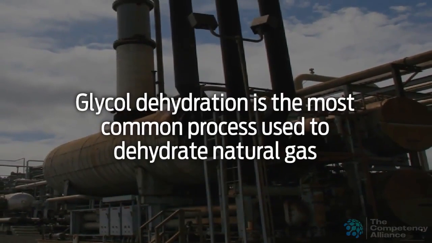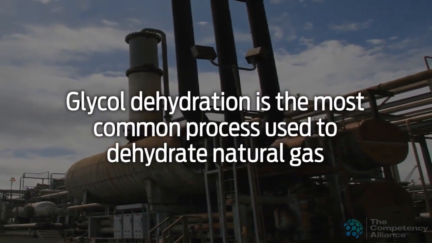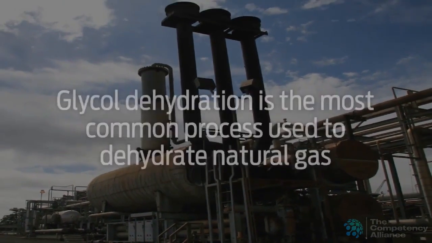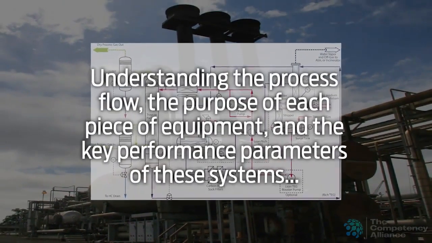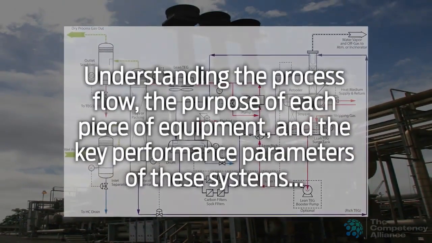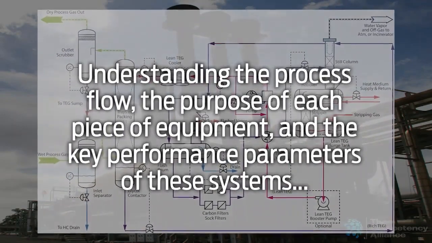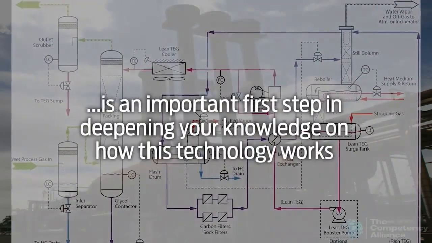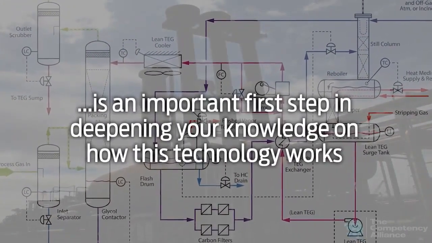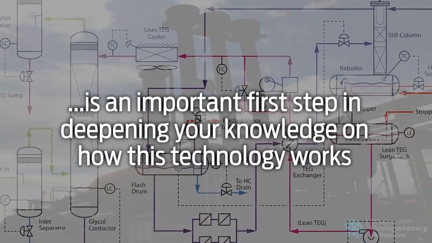Glycol dehydration is the most common process used to dehydrate natural gas. Understanding the process flow, the purpose of each piece of equipment, and the key performance parameters of these systems is an important first step in deepening your knowledge on how this technology works.